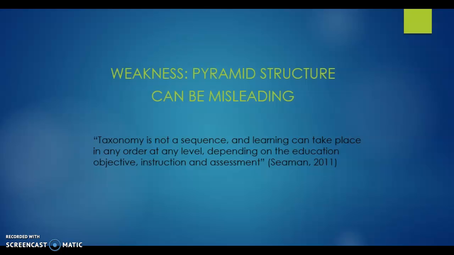It does have its weaknesses. The pyramid structure can be misleading. Taxonomy is not a sequence, and learning can take place in any order at any level, depending on the education objective, instruction, and assessment. Bloom's taxonomy has been misused by teachers who think they need to start with knowledge before they can move up the pyramid to teach higher levels of learning, and this is not true.